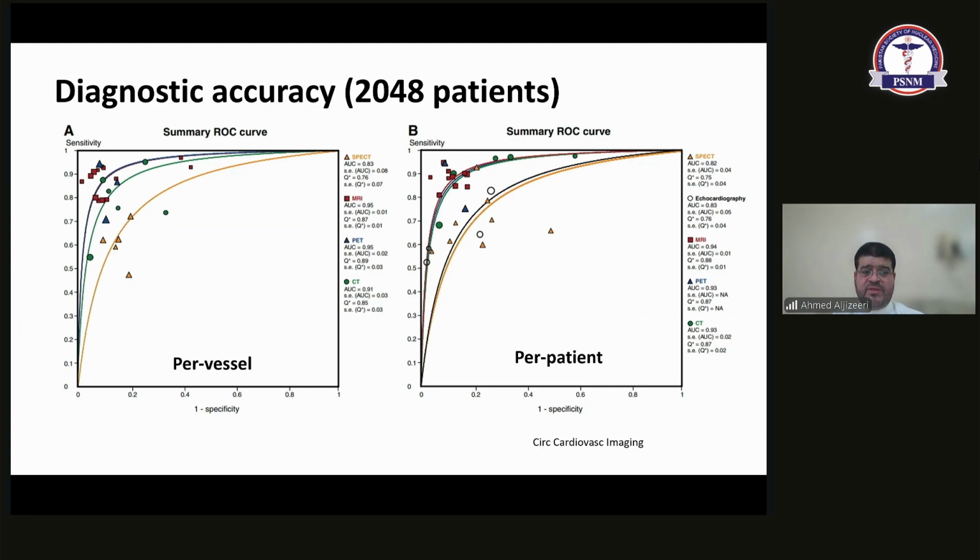Now, if we look at the diagnostic accuracy of these tests, this is a meta-analysis looking at per patient diagnostic accuracy on the left and per segment on the right. As you can see, PET and MRI lead the group with a very high diagnostic accuracy that surpasses the other modalities. But in general, all of these have their advantages and disadvantages when it comes to risk stratifying patients.